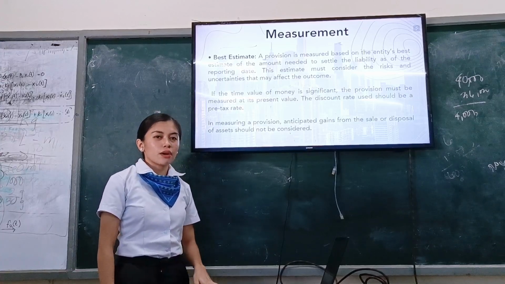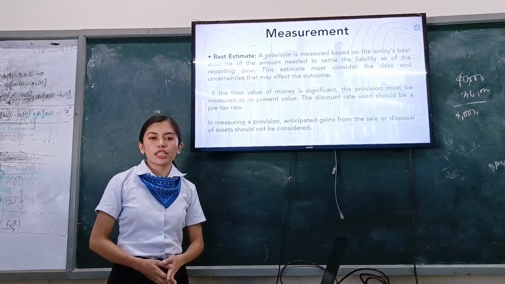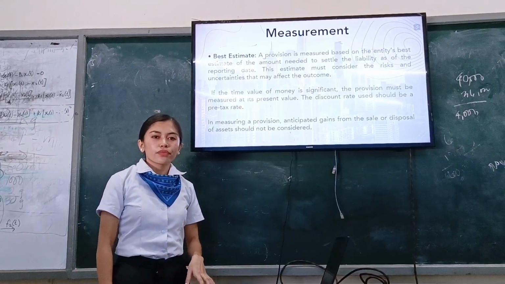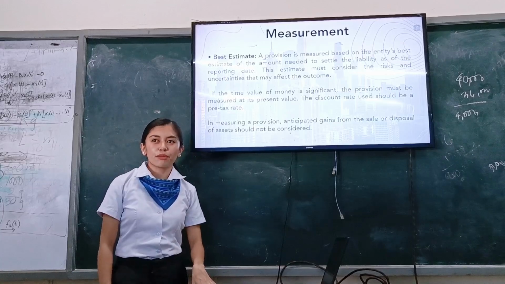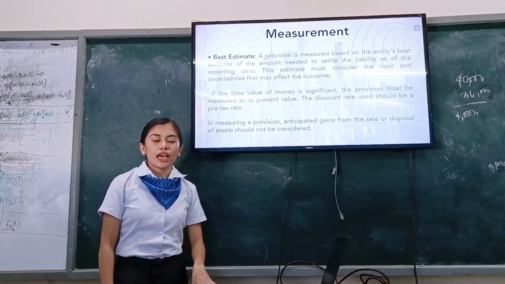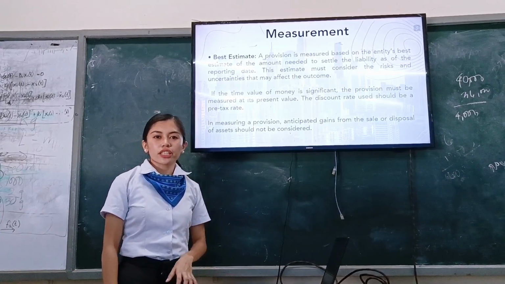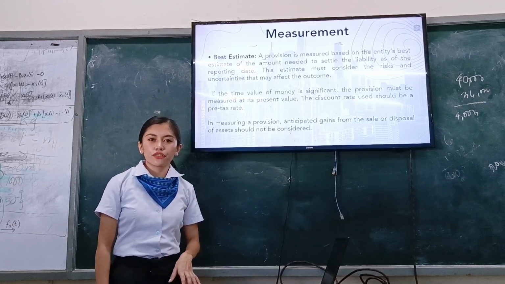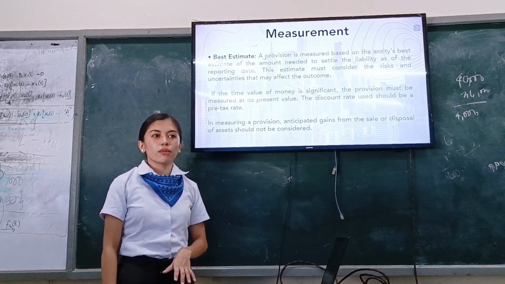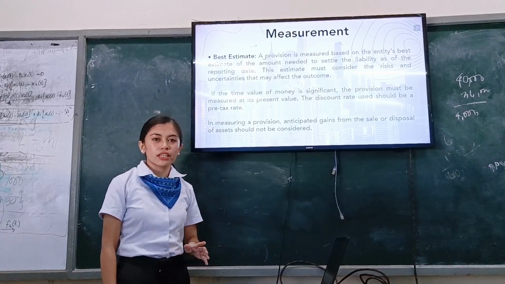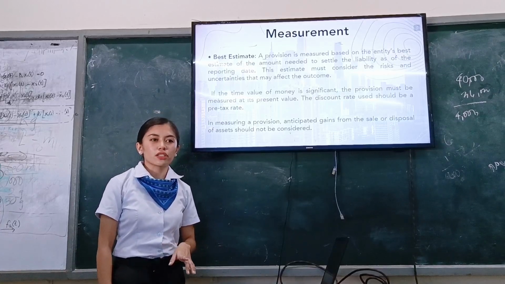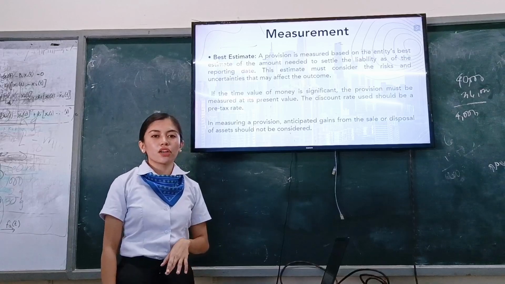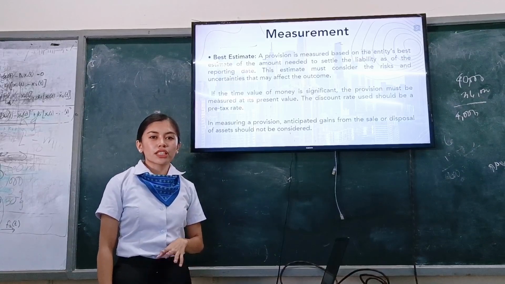So for example, a government must dismantle an infrastructure in 10 years and the cost is estimated at 1 million. If the discount rate is 5%, the present value of this future obligation might be 913,000. So the 913,000 is the amount that will be recognized as of today.